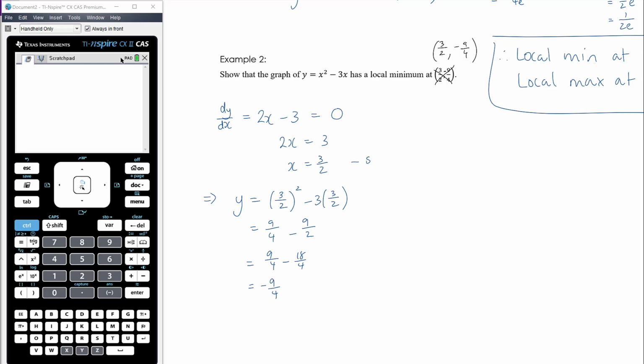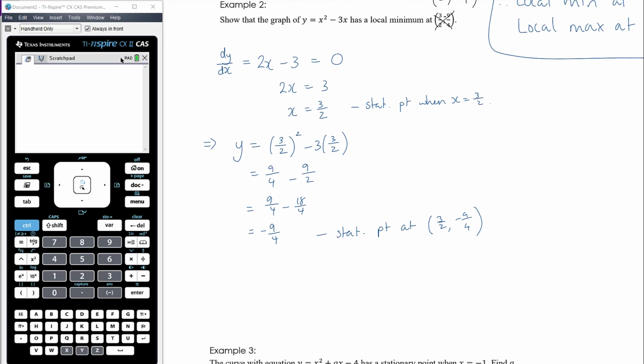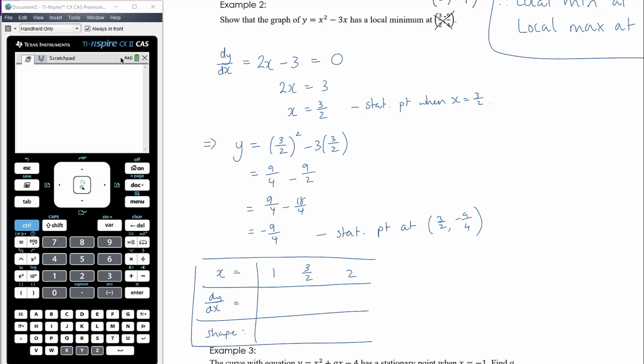Okay, so at this point, we know that we have a stationary point when x equals 3/2, at the point with coordinates 3/2, negative 9/4. So now we need to show that that stationary point is indeed a minimum stationary point. We want to think about x values either side of the stationary point. So 3/2 is 1.5, so we could go with 1 and 2. We want to know what the derivative is, and what that means for the shape of the graph or the slope.